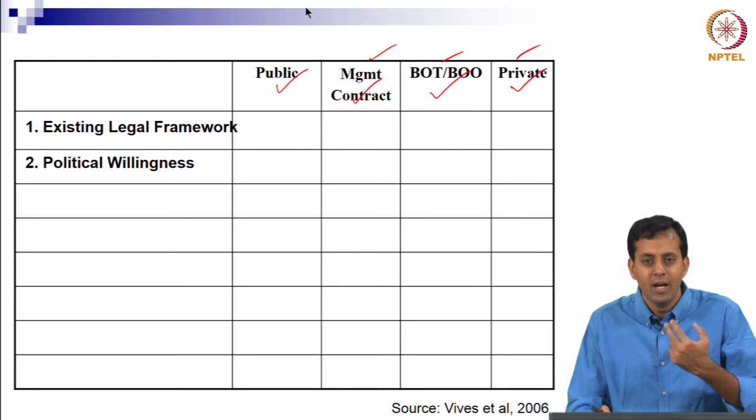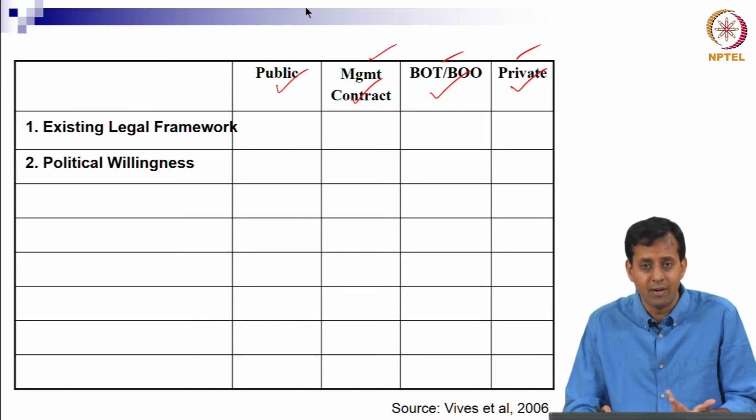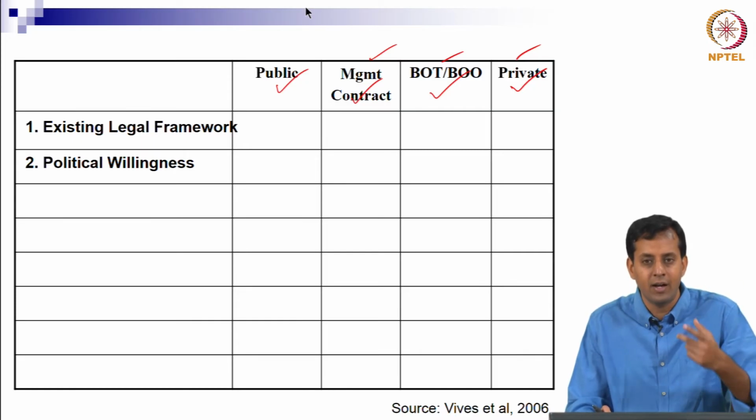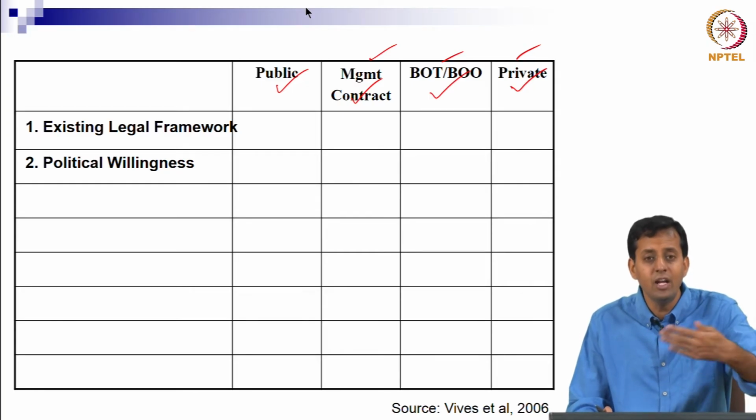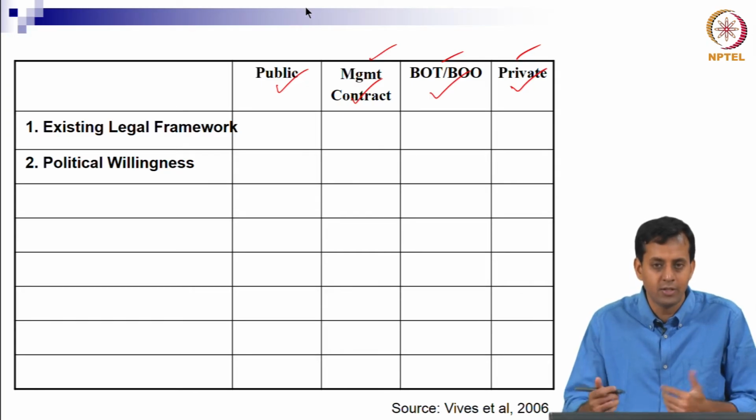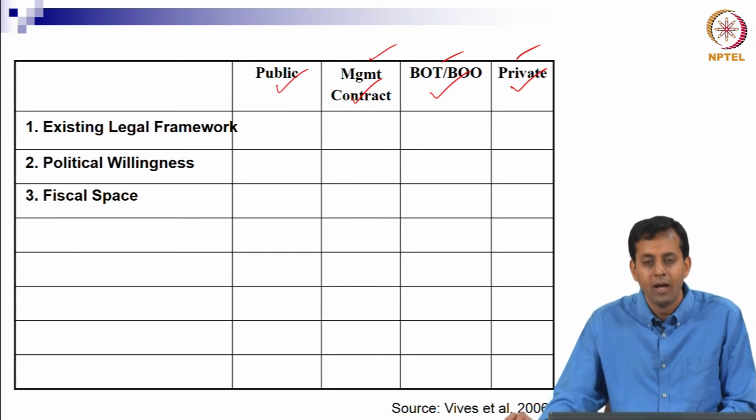That was aspect 1. Second aspect is, is there political willingness? Is the elected representative, the minister or whoever is in charge of a particular portfolio, ready to undertake this project as a PPP, because as I said earlier they are the ones who will have to sign off on undertaking the PPP.